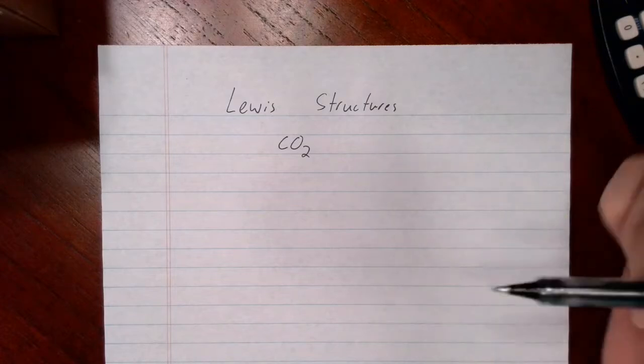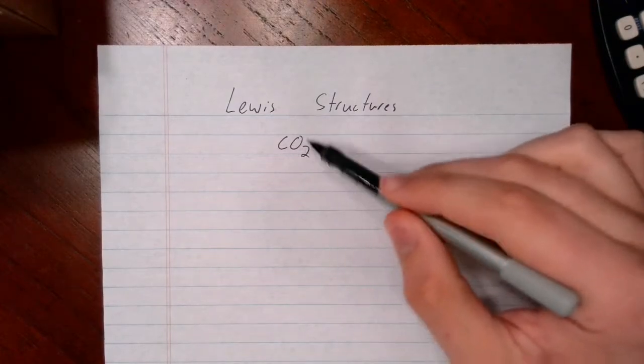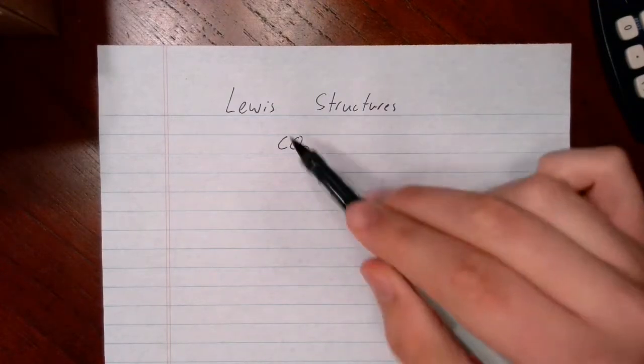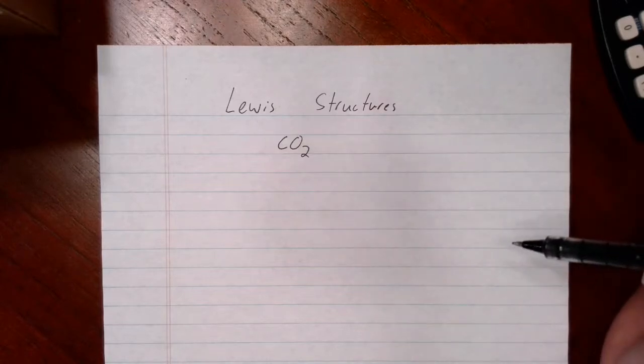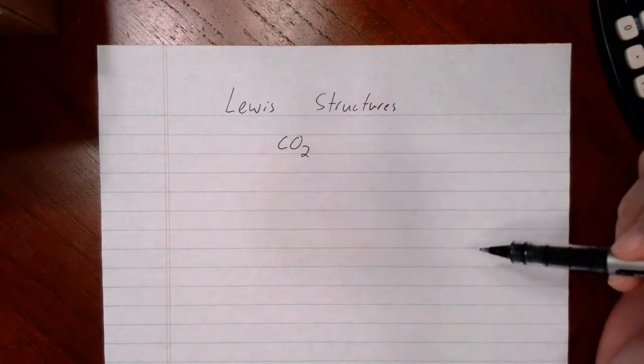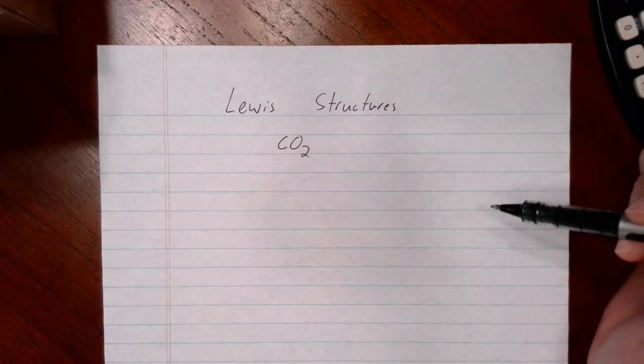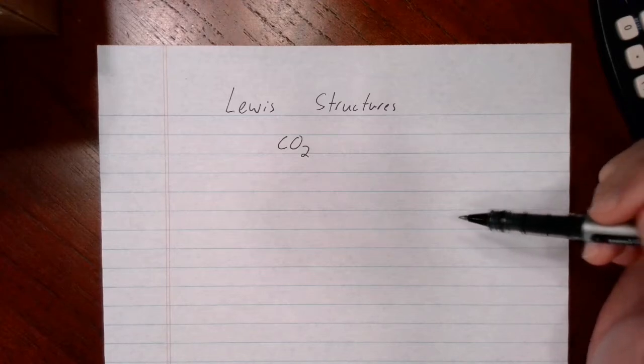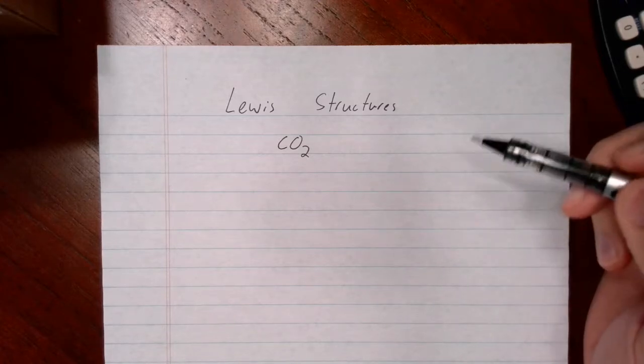So the next step in exploring a molecule like CO2 would be to draw the Lewis structure of CO2. A Lewis structure is simply a diagram that shows the actual layout of a covalently held together molecule.